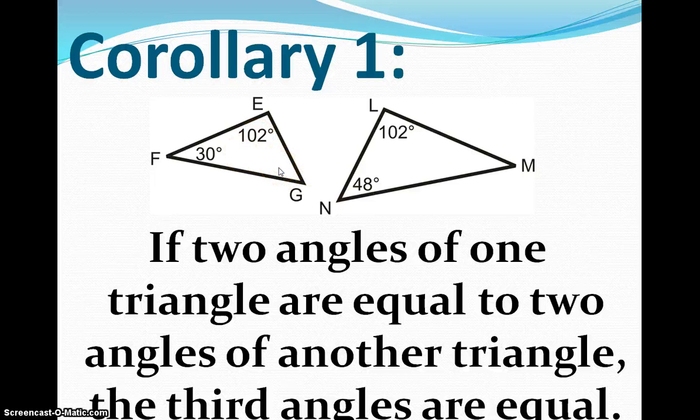Now from that situation, you would then be able to say that if I know that two angles of one triangle are equal to two angles of the other, so angle E is equal to angle L, and G, which we found out to be 48, is equal to N, we would know that our final angle M would then be equal to angle F over here. So angle M would be equal to 30.